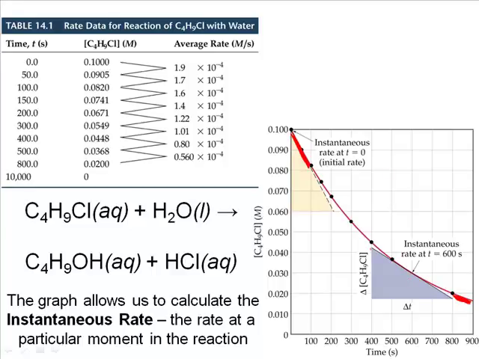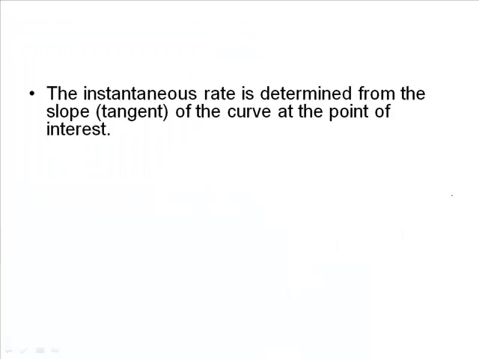What we can do, though, is at any point on that graph, make a tangent line. If we use that tangent line for, say, right here, we can figure out what's the change in C4H9Cl from here to here, and what's the change in time? That would tell us the rate at that very specific moment during that reaction. So the instantaneous rate is determined from the slope of a tangent line to the curve at the point of interest.